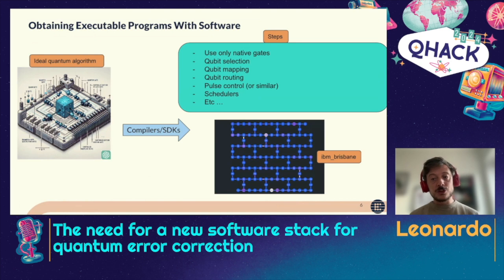You'll need to select which qubits you want to use. I have 128 qubits here. Maybe I need all of them. Maybe I need a subset. Which ones I need to map my ideal qubits in the circuit to the hardware. I may need to do some routing, some pulse control, schedules. The list is long. And of course, the list changes if I deal with ion traps or neutral atoms or photonic devices. But at its core, these steps are relatively well known. They may be difficult, but we kind of know them by now.